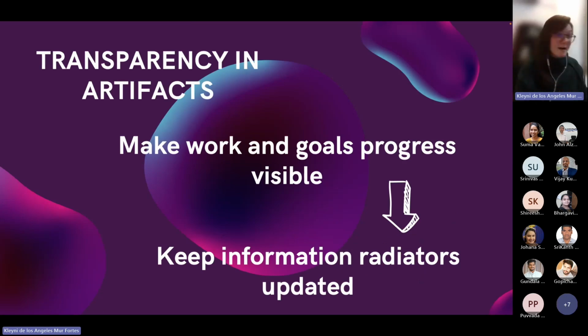And we also have transparency in artifacts. So the artifacts in Scrum, I will set a list of examples. We have many artifacts, but basically they are considered information radiators because they make the work and the goal progress visible. So we can have sprint goals. We could have certain milestones, not necessarily within the sprint. And when you have artifacts that show that, then you are being transparent.